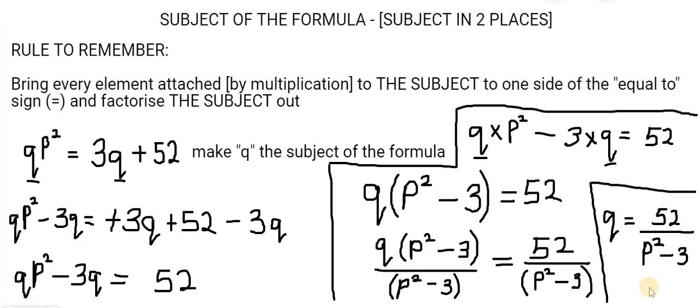Okay? On the left, p squared minus 3 at the top and p squared minus 3 at the bottom take care of each other. And by take care, I mean get rid of each other. So we just have q left. And on the right, that's where our answer comes from, which is 52 over p squared minus 3. Now we can say our job is complete because we have made q the subject of the formula.